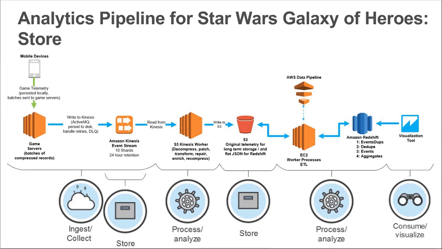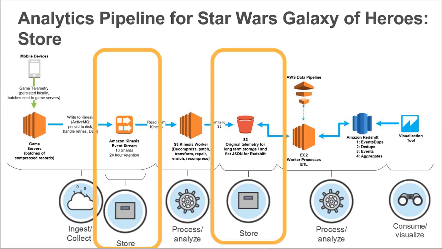All right, so moving on, we're going to look at storage. So back to Star Wars Galaxy of Heroes, there's a couple of areas that they're storing data. The first area, and this is obviously a very short-term storage, but you can think of Kinesis as part of the storage flow in addition to the ingestion flow of a pipeline, because you can store data for up to a week in Kinesis. So if your next component is down for some reason, the next component here is the S3 Kinesis worker, and it's not able to read from the Kinesis stream, then the data is still available.